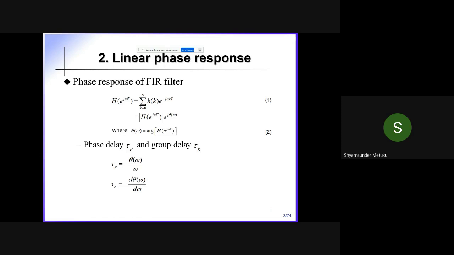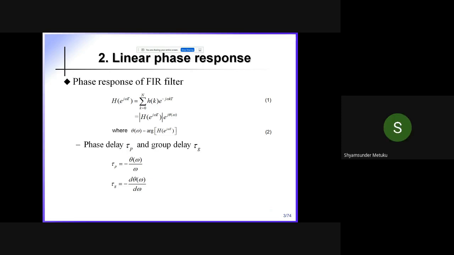In the summation, if you replace e power j k omega T with the cos theta minus j sin theta format, then you are going to get the real part as h of k into cos omega k T. Yes or no? Yes, sir. What is the imaginary term? h of k into sin omega k T, isn't it? Yes or no? Yes, sir.